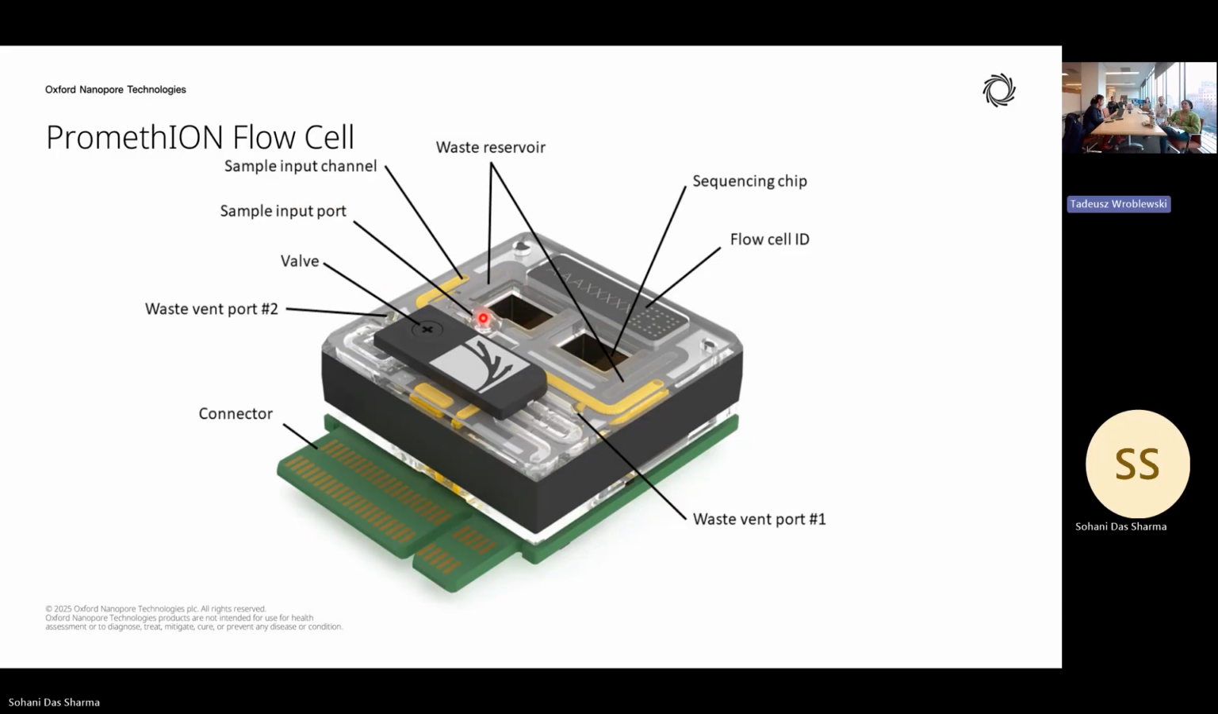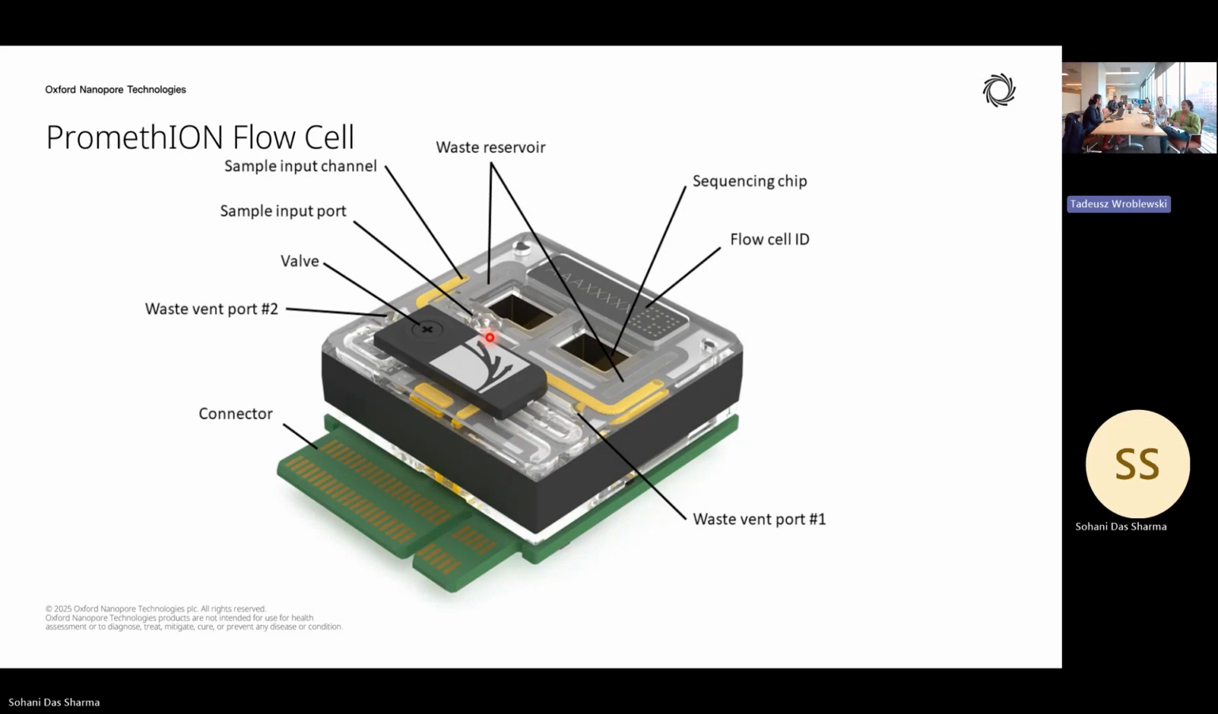And there is a sample input port. So I will show you how to load a sample. It's quite easy, but we have to be very careful. When we are priming the flow cell or introducing the sample, there should not be any air bubble introduced during that step, because if there is an air bubble, then the sequencing is not going to work efficiently. But we do have ways to avoid that. It's quite simple. When I show you, you'll understand what I'm talking about.